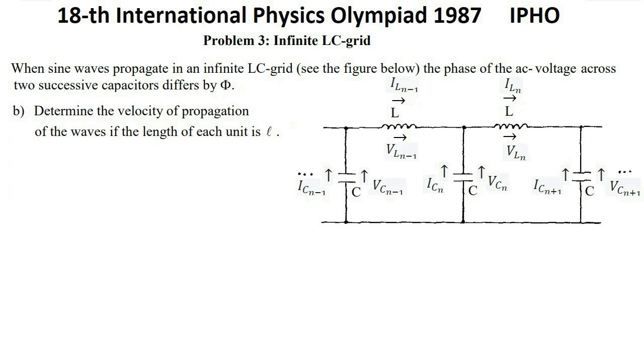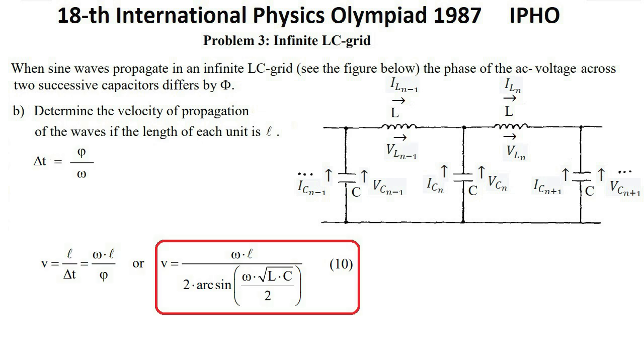Question B. Determine the velocity of propagation of the waves if the length of each unit is L. Solution of the second question. The signal transit time between adjacent capacitors is calculated by the phase difference phi divided by the angular frequency omega. So the distance L is covered in the time delta t, thus the propagation velocity is in expression 10. That was the solution for question B.